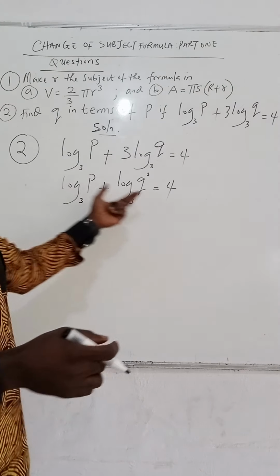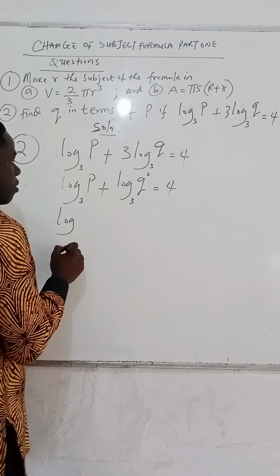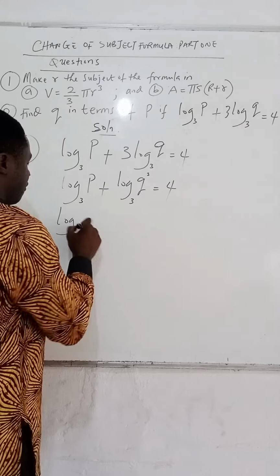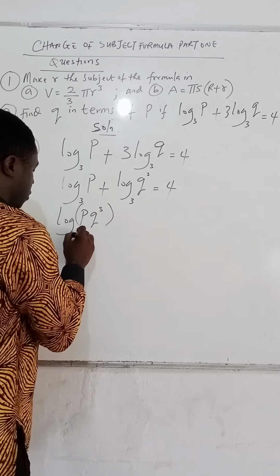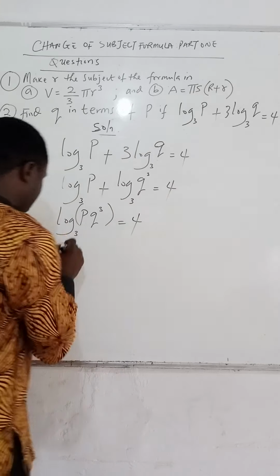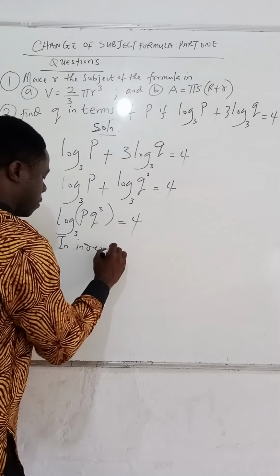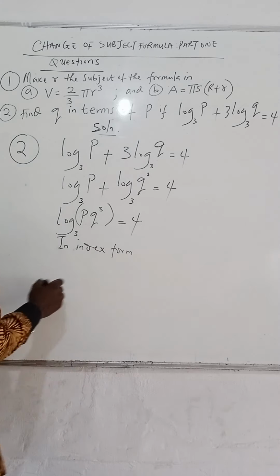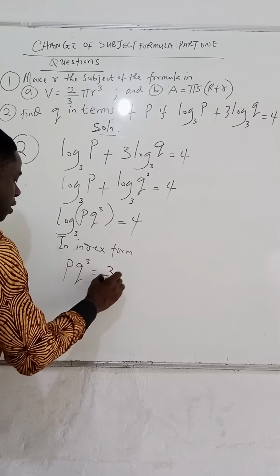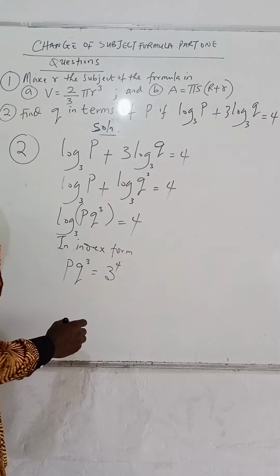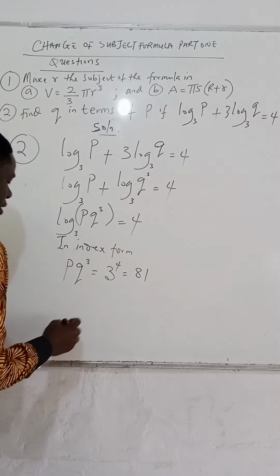The next thing is to obey the addition law of logarithm. So by applying the addition law of logarithm, we have p q cubed to base 3 equals 4. In index form, we'll have p q cubed equals 3 raised to power 4. And 3 raised to power 4 equals 81.